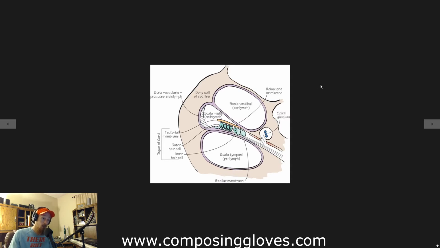So anyways, now let's take a piece of that organ of Corti and look at it. So as you can see, this is a piece of the organ of Corti. And as you can see, there's all these membranes. It's kind of crazy.